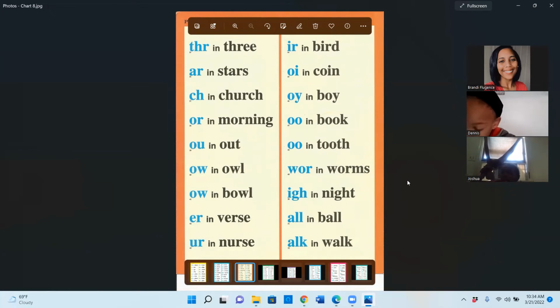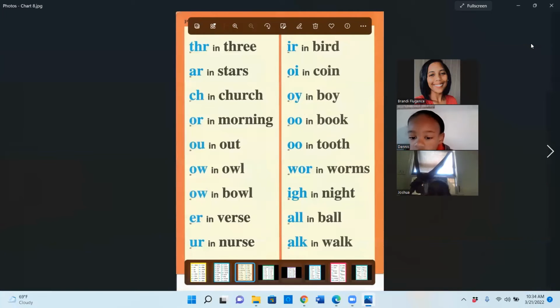OO says oo in book. OO says ooh in tooth. WOR says work in worms. IGH says I in night. ALL says all in ball. ALK says awk in walk. All right, and chart 9.